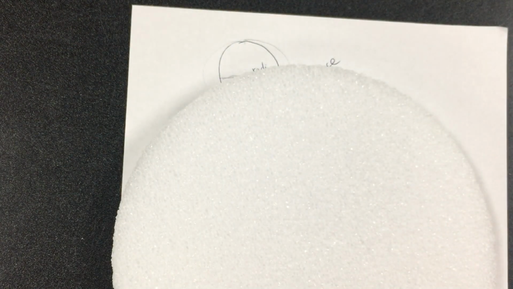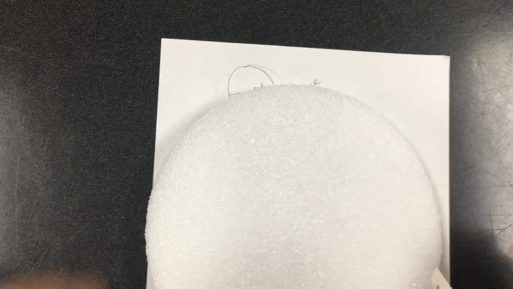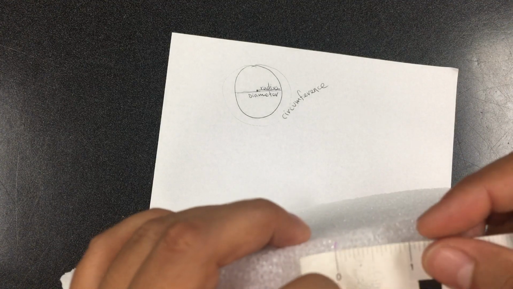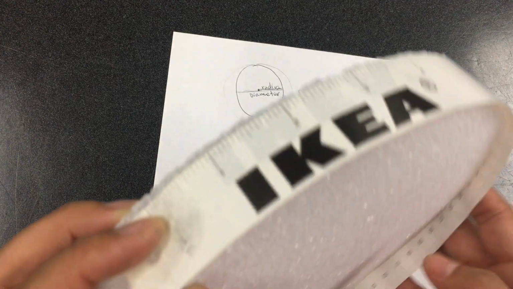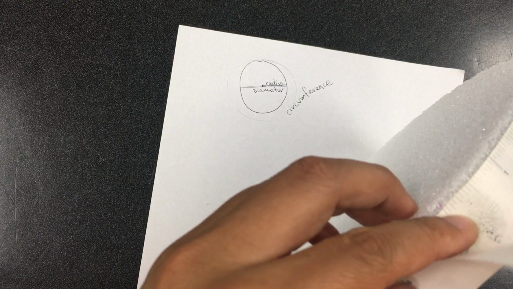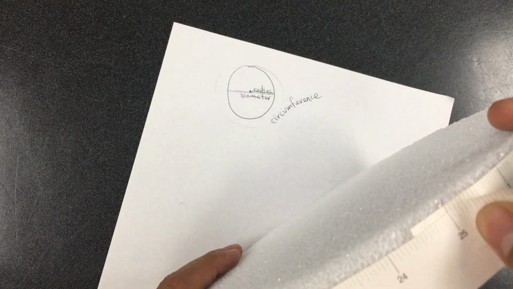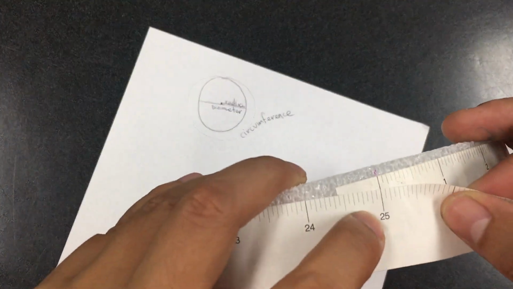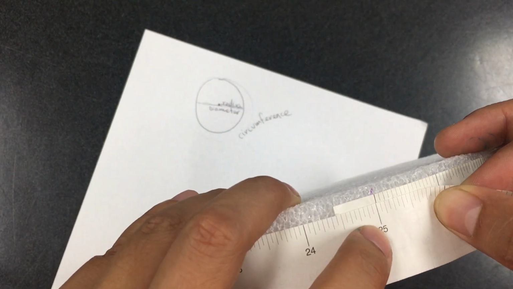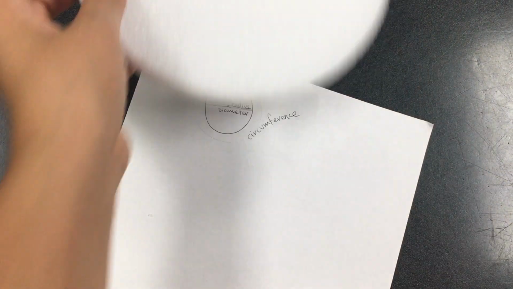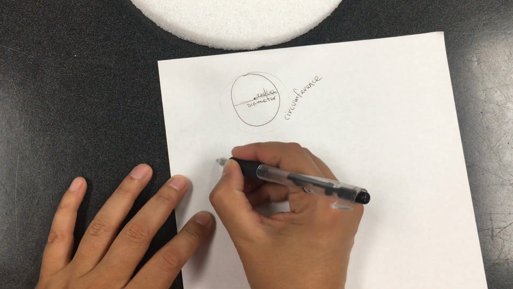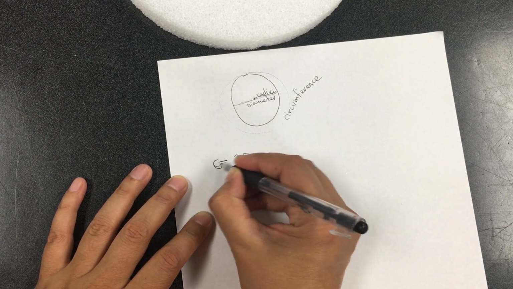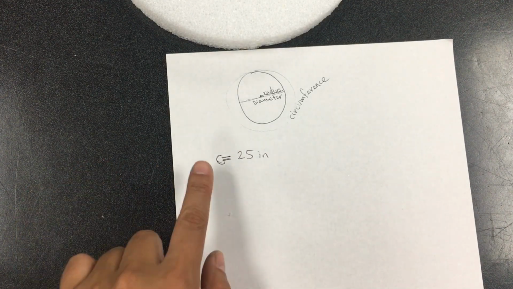Let me see if I can zoom out first. That's the most I can. So I'm going to measure the circumference in inches of this circle, and it's an approximation, okay? It's not exact. So we see that this is the 0, and it goes to 25 inches. So the circumference is equal to 25 inches. I'm going to represent it with a C.